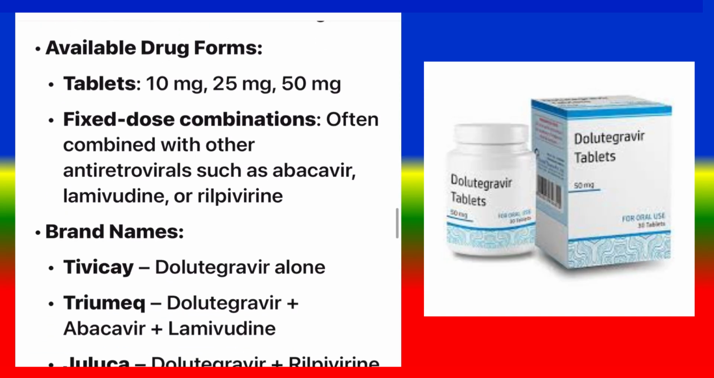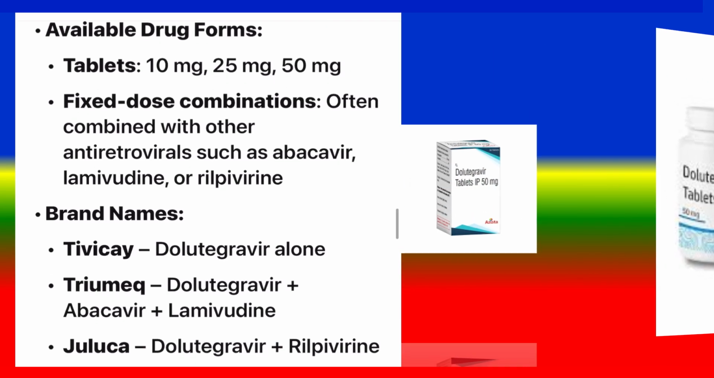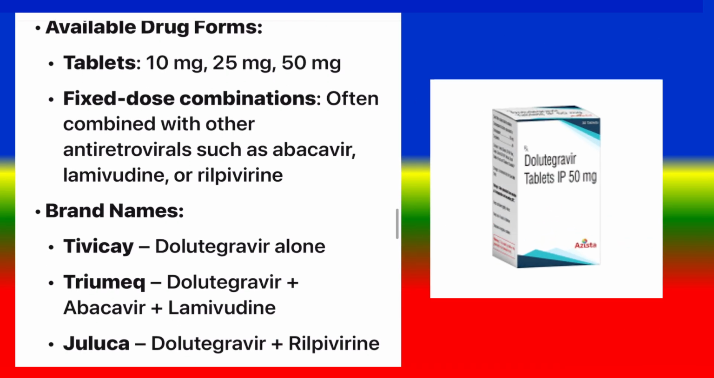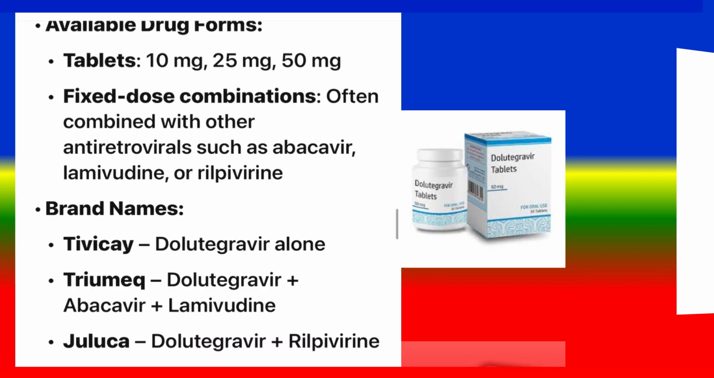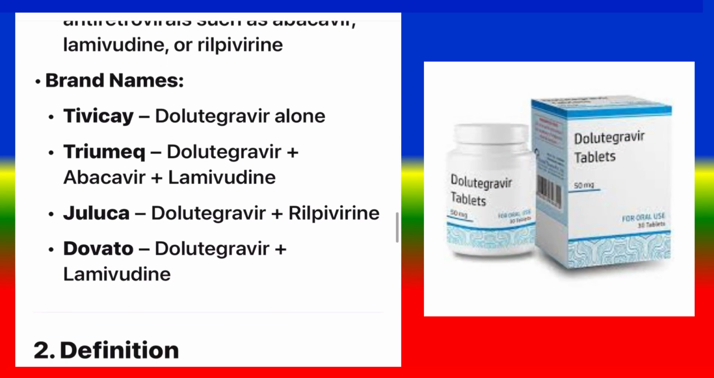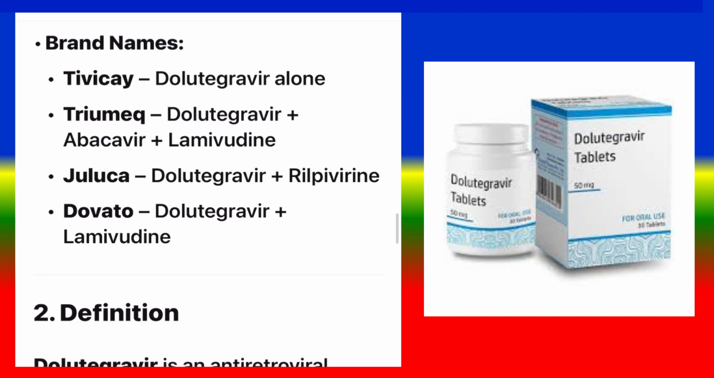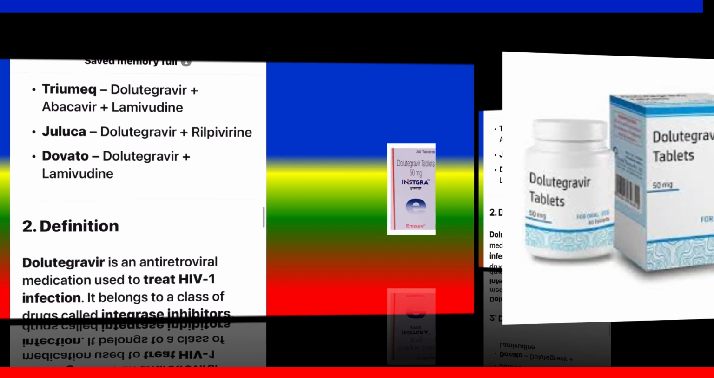Available drug forms: tablets 10 mg, 25 mg, 50 mg. Fixed dose combinations: often combined with other antiretrovirals such as abacavir, lamivudine, or rilpivirine. Brand names: Tivicay, dolutegravir alone; Triumeq, dolutegravir plus abacavir plus lamivudine; Juluca, dolutegravir plus rilpivirine; Dovato, dolutegravir plus lamivudine.